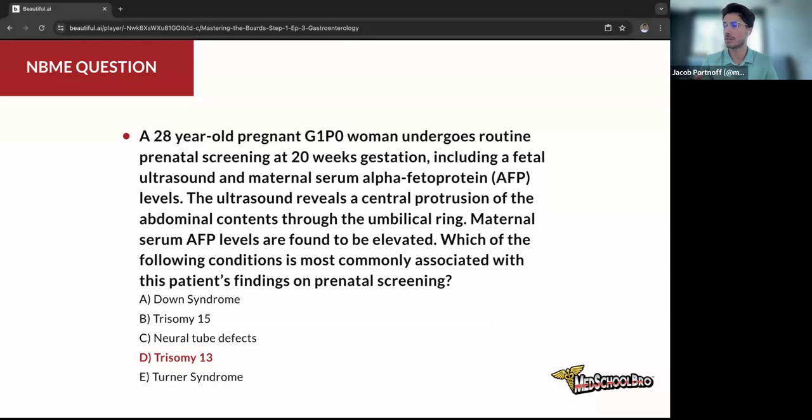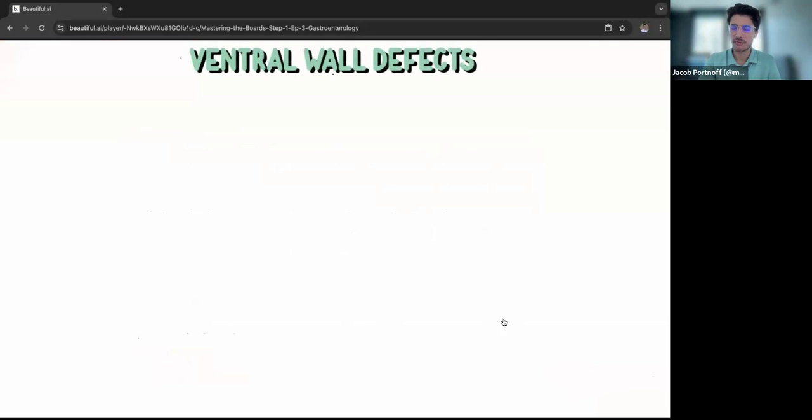But does anyone want to put in the chat box what they think the provisional diagnosis of this patient is? Think of perhaps a ventral wall defect. Okay, I'm seeing omphalocele, so really great. If you're saying omphalocele, you're absolutely correct, and this is what's going to tie into our trisomies. But first and foremost, what I want to do here, guys, is go over the ventral wall defects and why it was that and not something else.